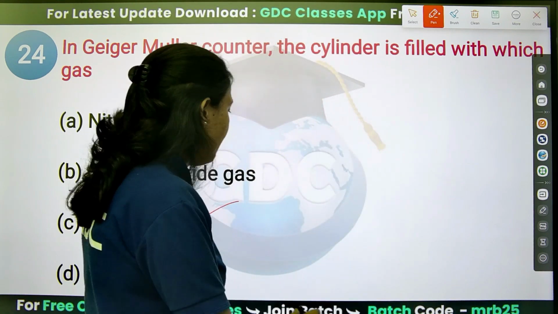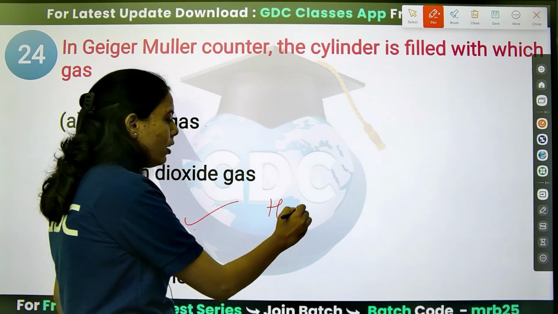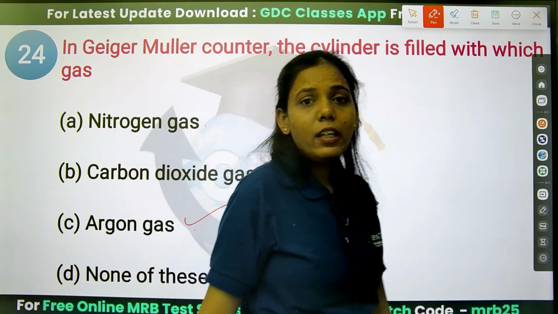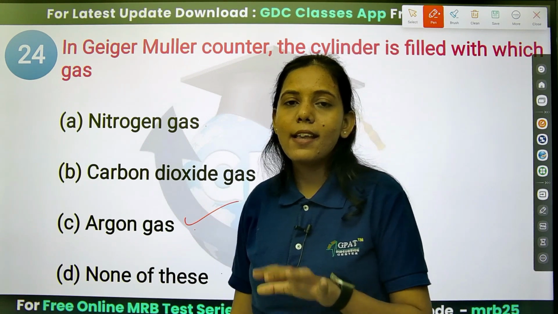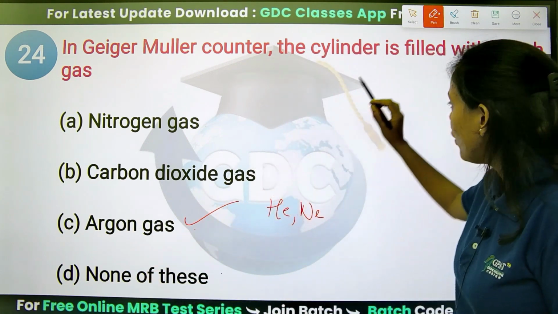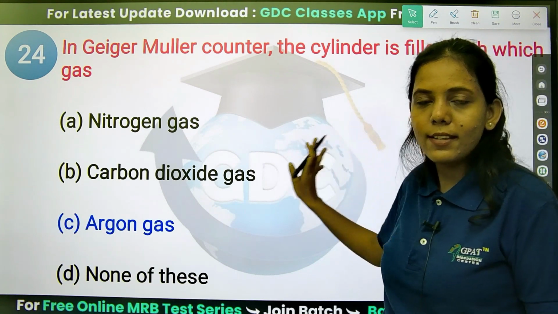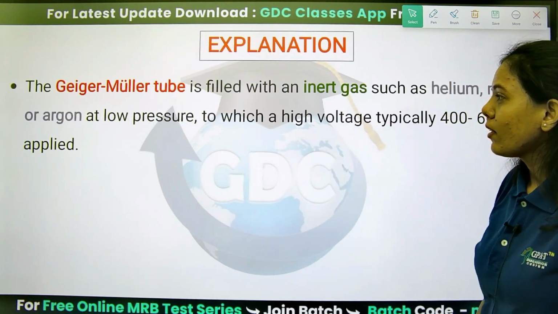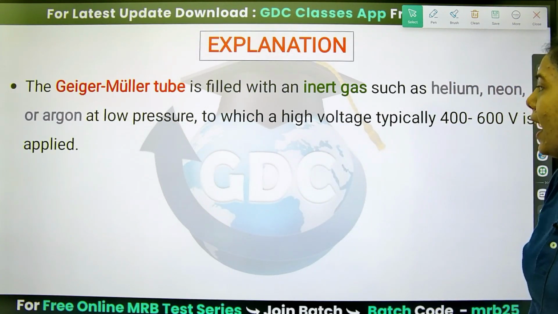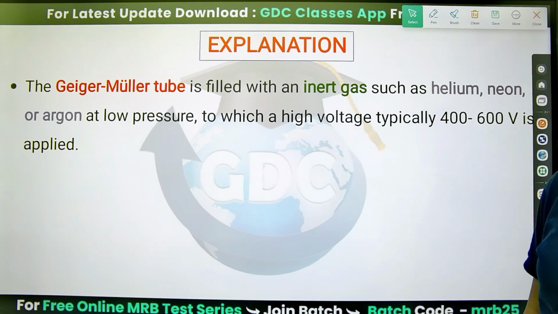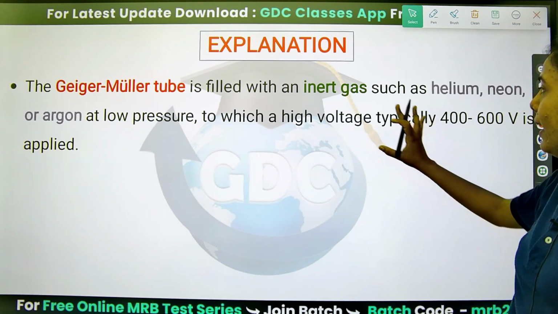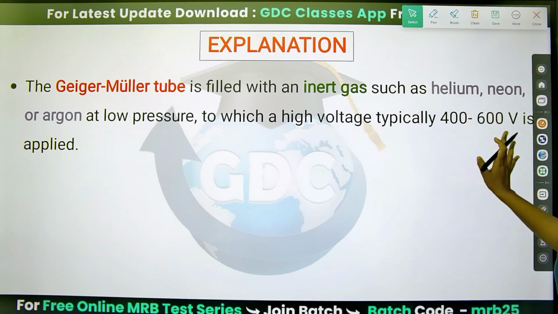Apart from that, it can be helium, neon, because these are the inert gases. Remember inert gases to be filled in the ionization chamber. So option C, that is argon gas, is the right answer. At low pressure, to which high voltage, typically 400 to 600 volt, is applied, and the inert gases like helium, neon, argon can be filled.